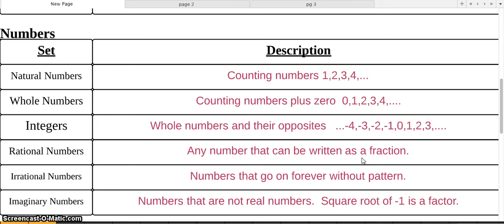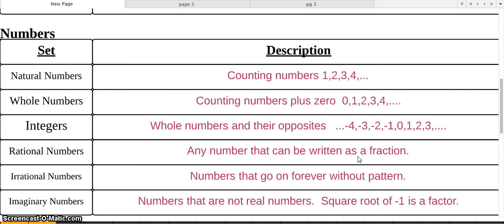Rational numbers, this is where you start your fractions and your decimals. A rational number is basically any number that can be written as a fraction. Keep in mind you cannot have 0 at the bottom of a fraction. Dividing by 0 is an illegal move. Calculators even freak out when you do that. But basically any number that can be written as a fraction.